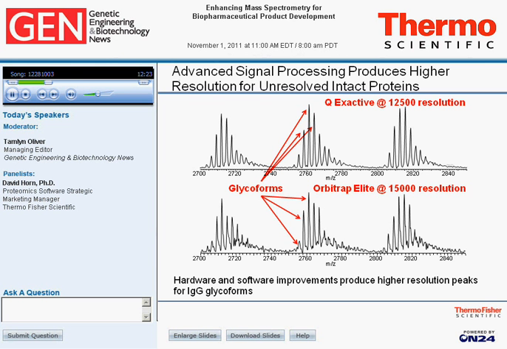Each of those glycoforms is spaced by 162 daltons, which is a hexose. And the spectra are of relatively equal quality between the Orbitrap Elite and the Q Exactive. Even though the resolution setting is 15,000 or 12,500, we actually have very high resolution of these unresolved intact proteins.